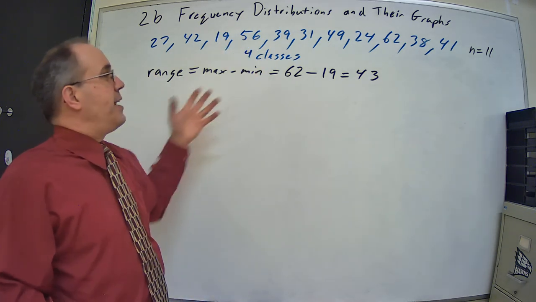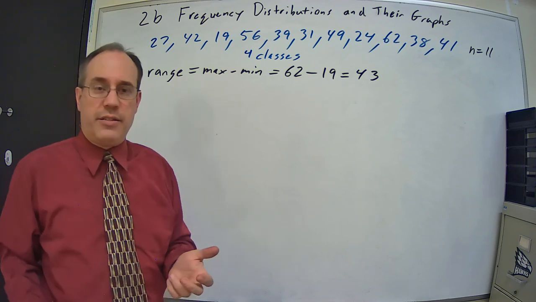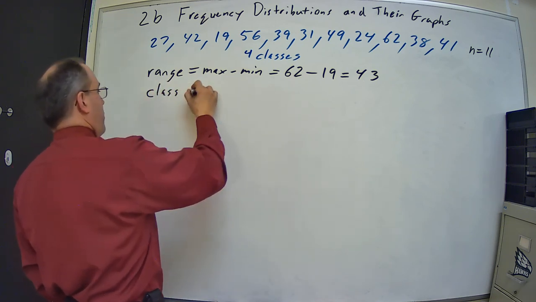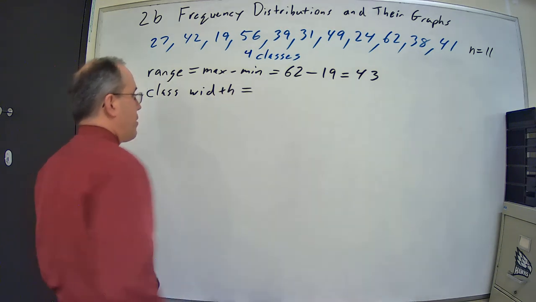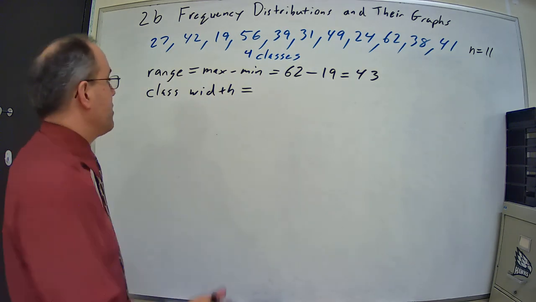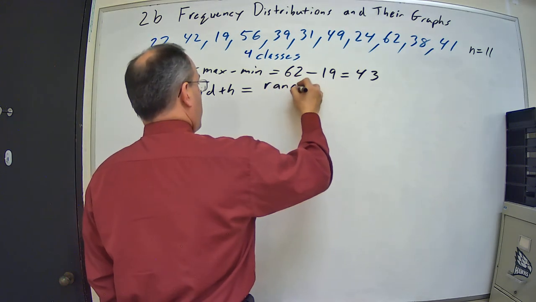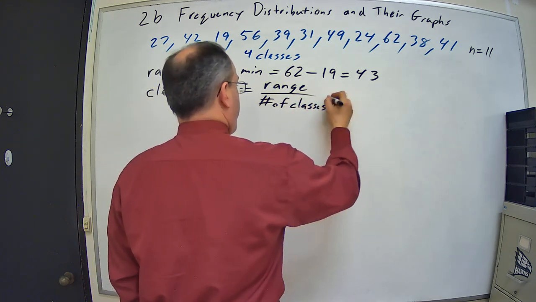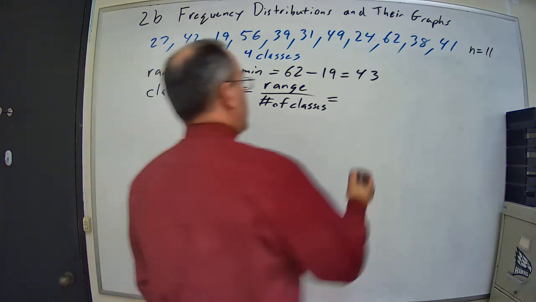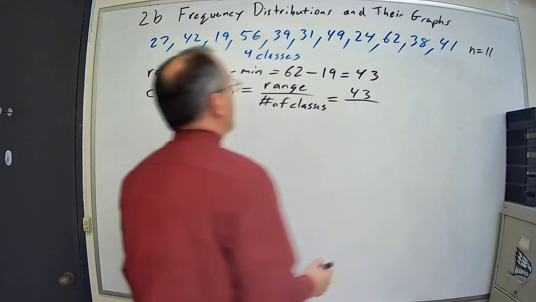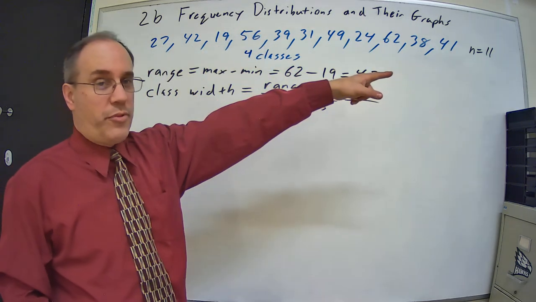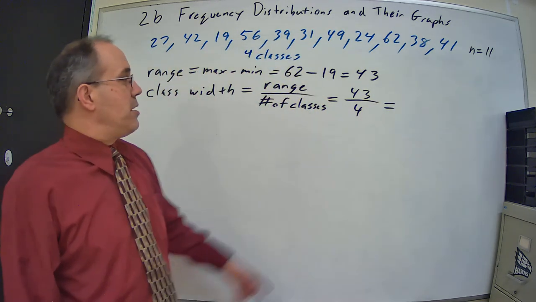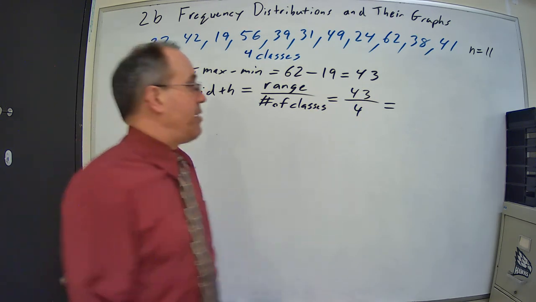Now remember, I said we need to find out these classes. Well, doing that, we're going to determine the class width. The class width, how big are each of these classes, is found by taking the range and dividing it by the number of classes. In this case, the range is 43. The number of classes is 4. Do not confuse it with the sample size. There are 4 classes. 4. 43 divided by 4 is 10.75.